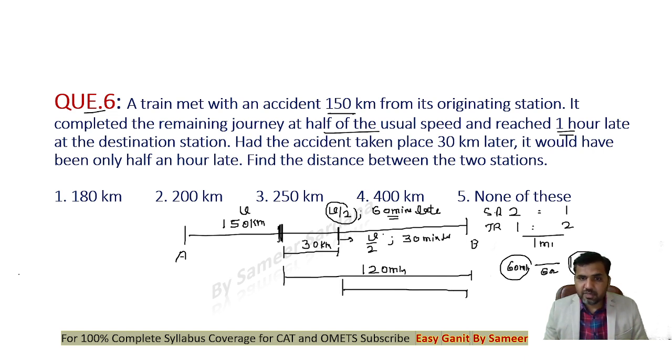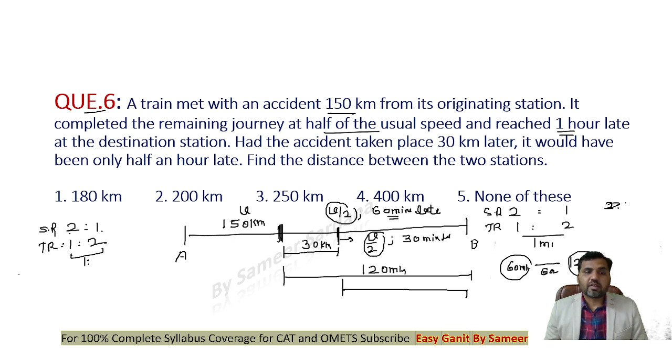You see that again the speed of the train is becoming half. So in this case again the speed ratio is 2:1. If you do this question again from this point, when the accident is happening for the second time, the speed ratio is 2:1. Again speed is becoming from 2 to 1.